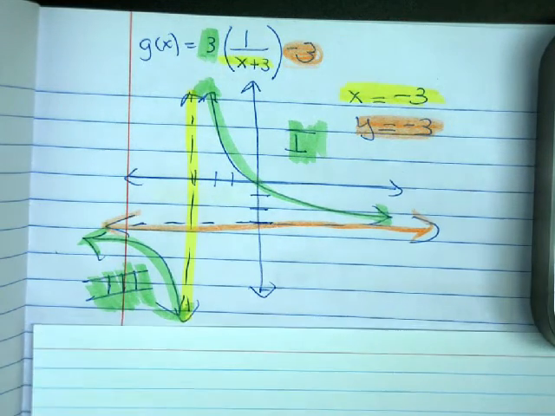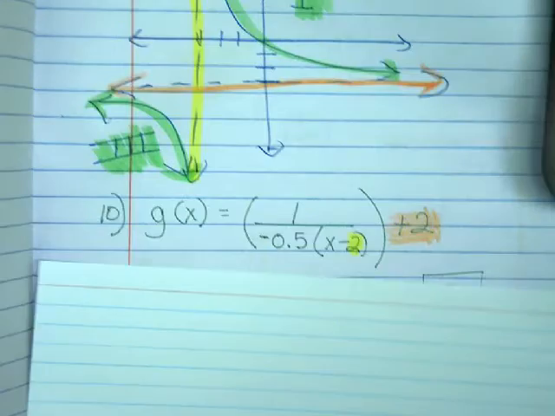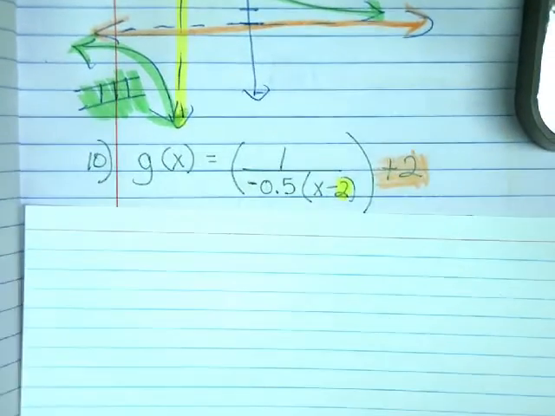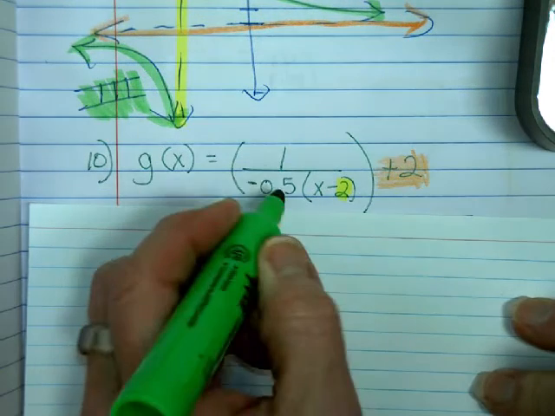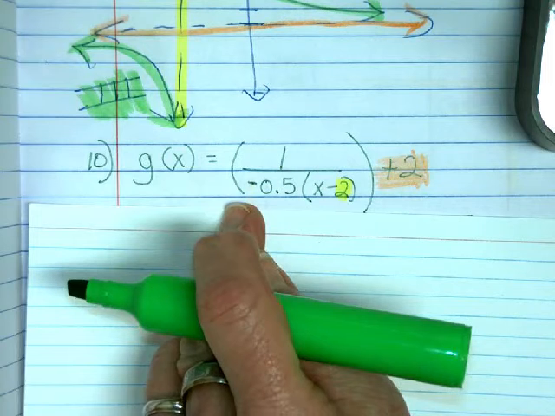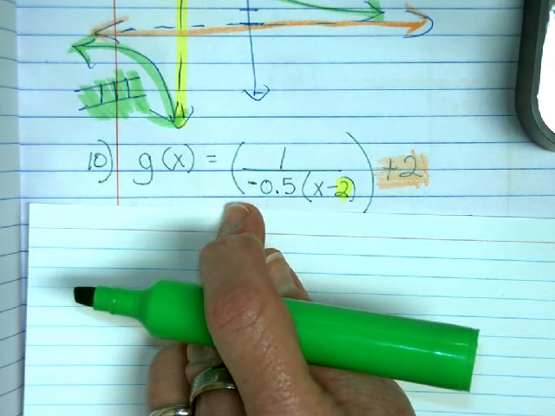So I'm going to do a couple more. Here's number 10's function. Go ahead and color this green because this is an A, this is 1 over B.